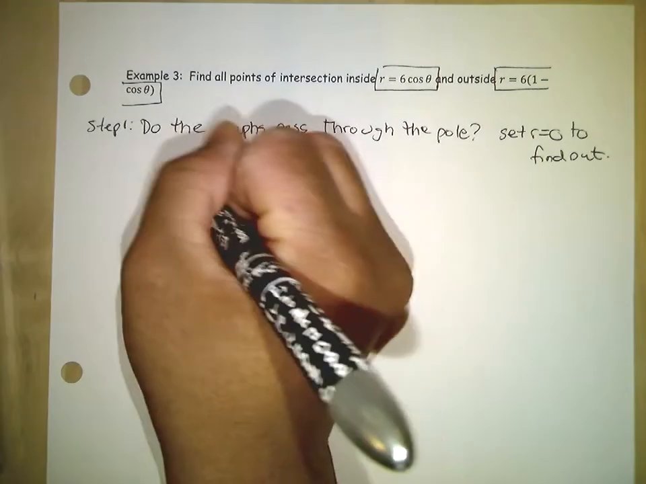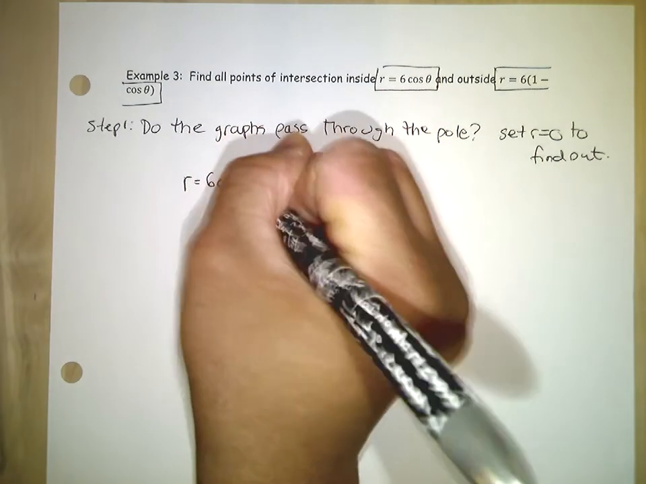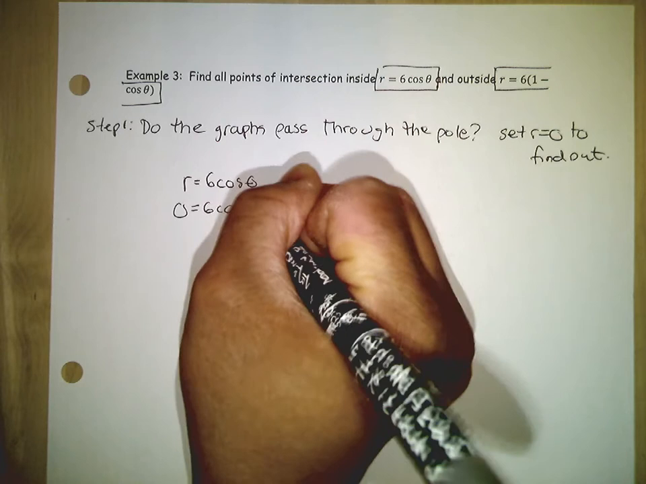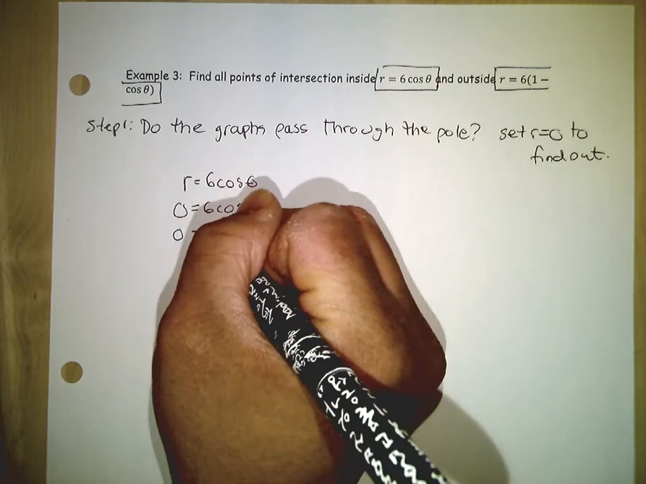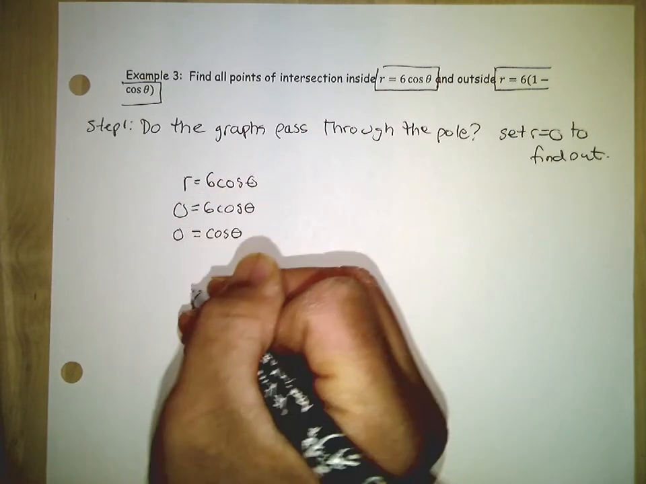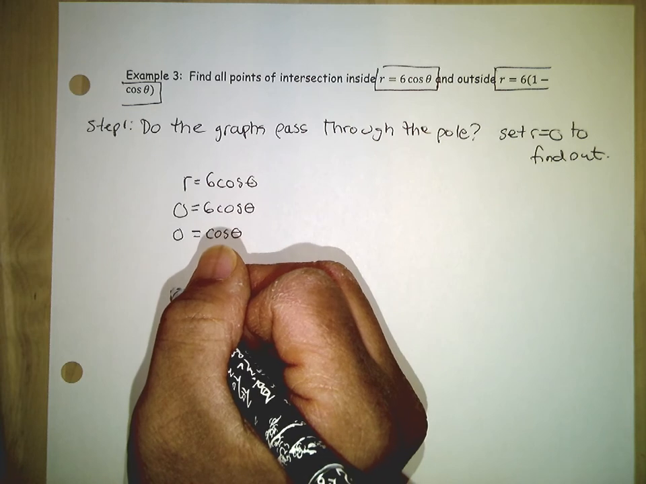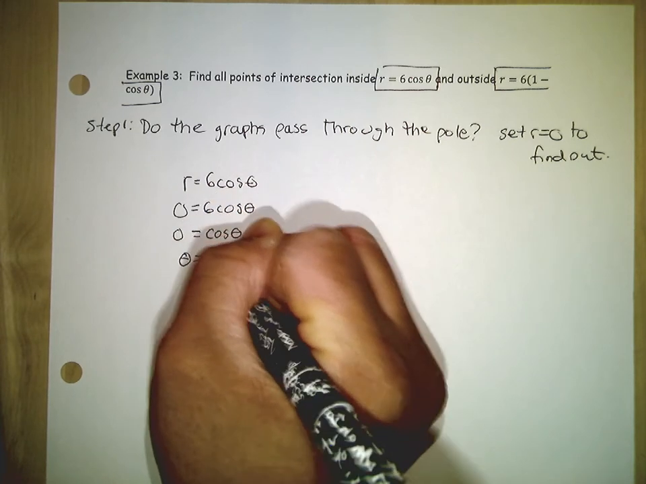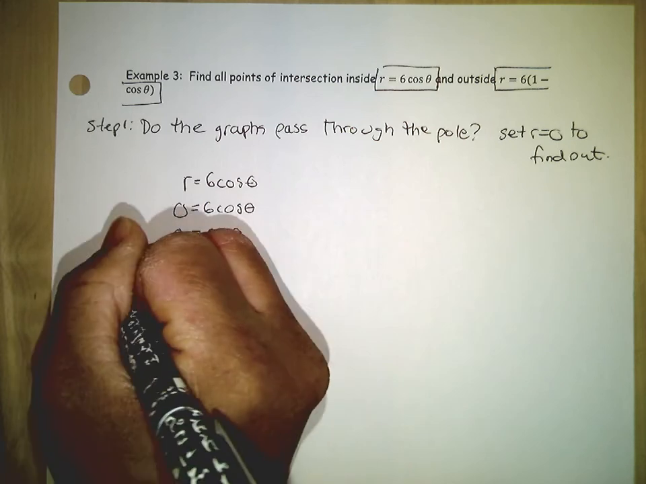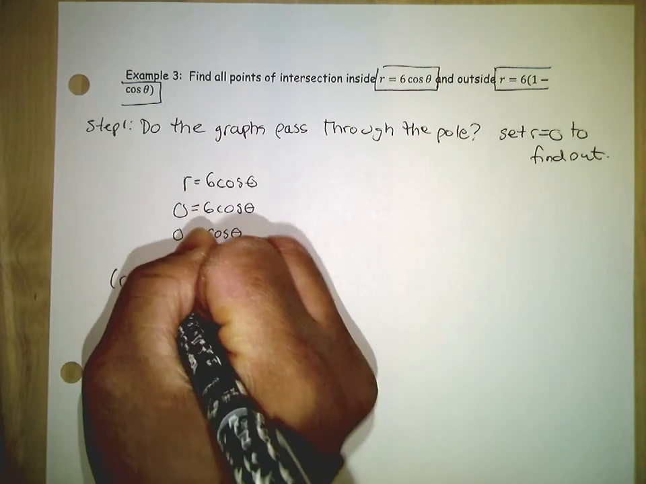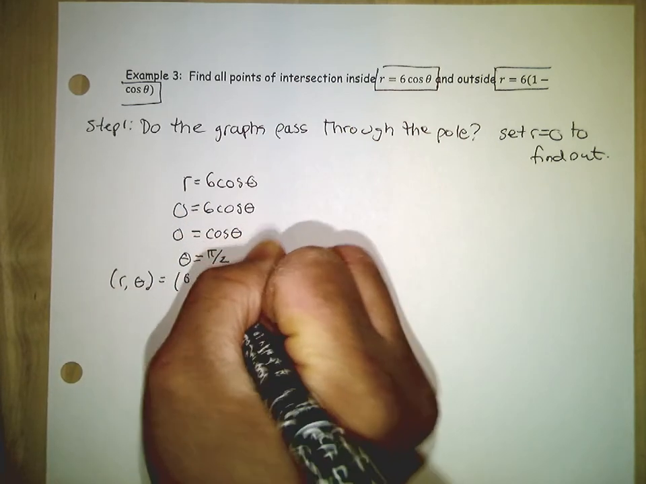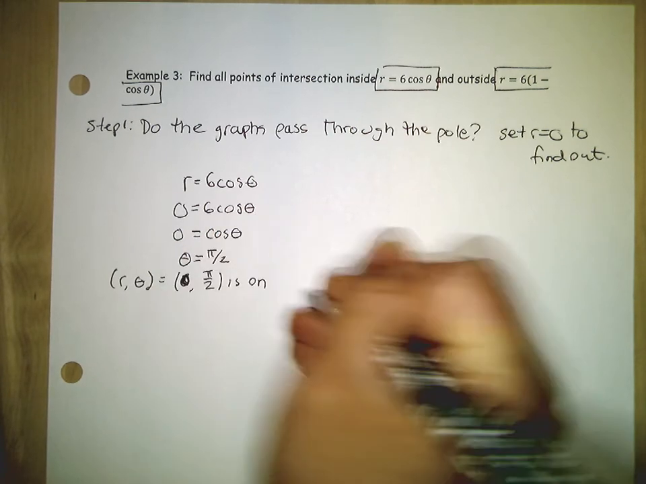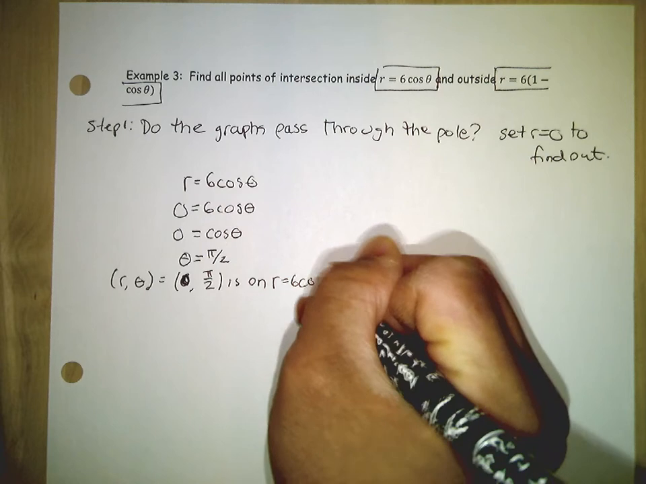So for the first equation, we had r is 6 cosine of theta. So 0 is 6 cosine of theta. If I divide by 6, I get 0 is cosine of theta, and then theta would be pi over 2. So what this means is (r, theta) equals (0, pi over 2) is on r equals 6 cosine of theta.